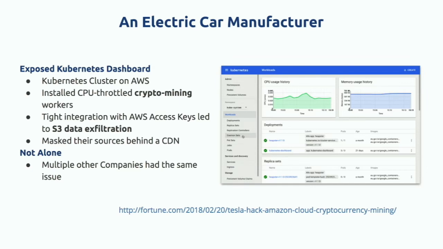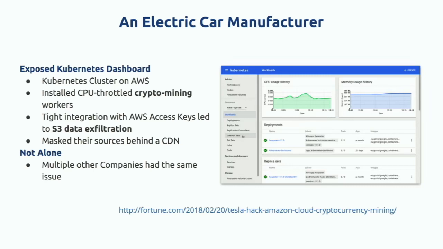And what the attackers did, first they masked their source from a CDN. So that's preventing the detection of who they really are. But they installed crypto mining workers using the cluster mechanisms. Hey, Kubernetes, go spin me up a whole bunch of cluster workers. But they purposely throttled the CPU to keep it under detection.